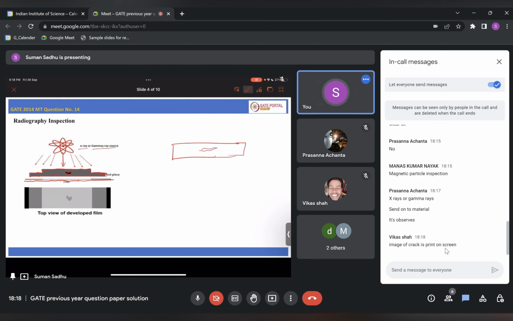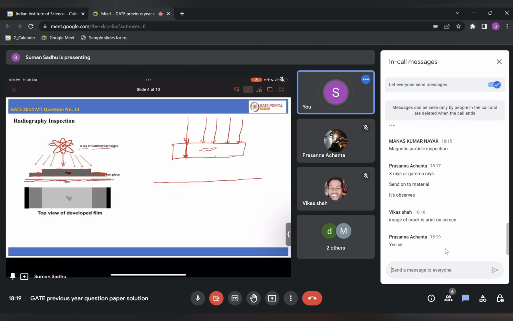Let's say this is a crack. Now one X-ray is coming from this location, one ray is coming from this location. Let's say your X-ray is coming like this. Now if you place a film here, what will happen? In this region your X-ray will be absorbed more, right? Because it is traveling through the sample, so it is crossing more material, and then it is penetrating here.